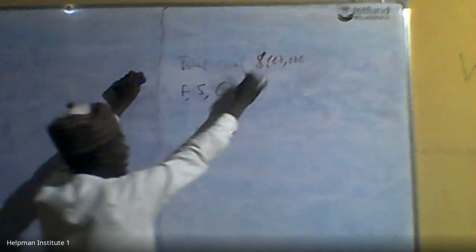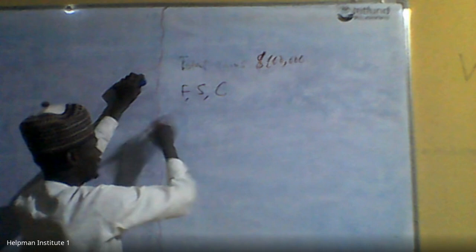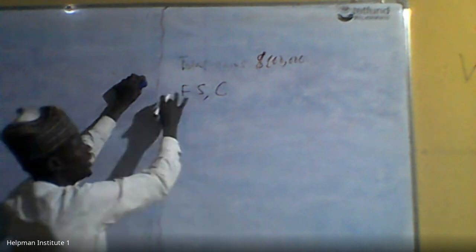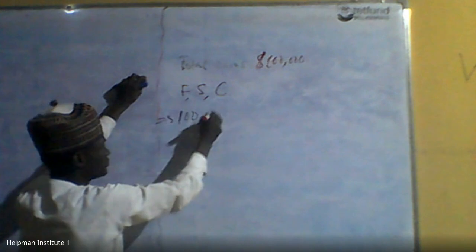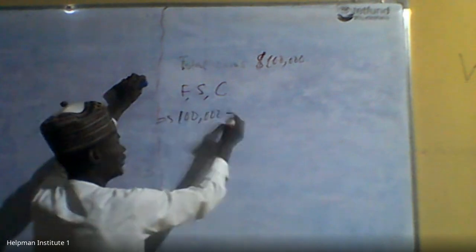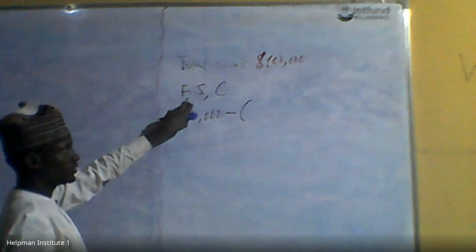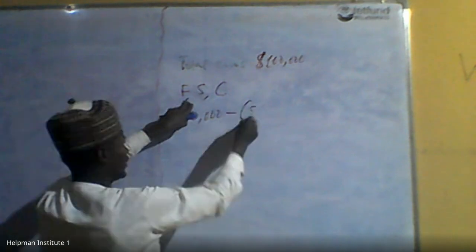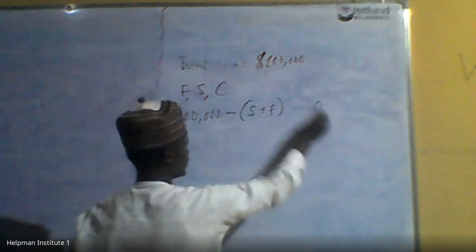So therefore, since the total is this, we form three different systems of equations. Equation number one, we have the total, which is $100,000 minus. The first equation can take any two of these. So first of all, we take the state level plus the federal tax. We call this expression one.